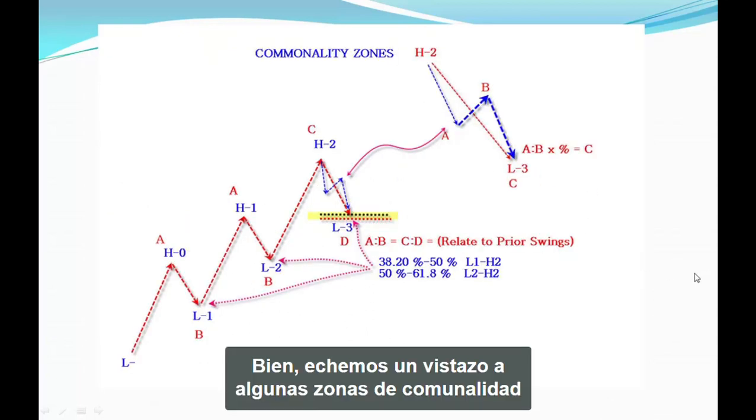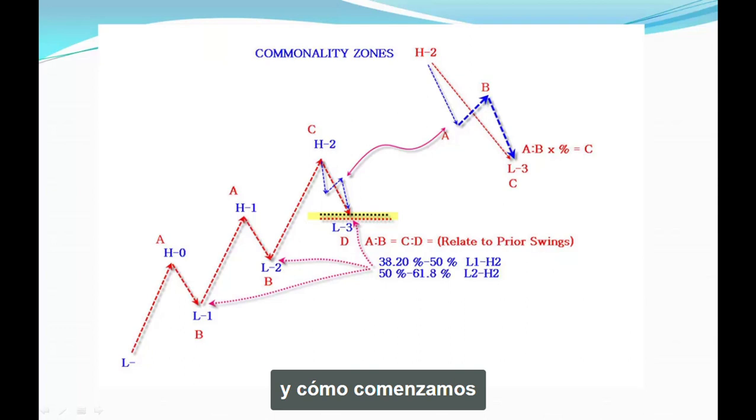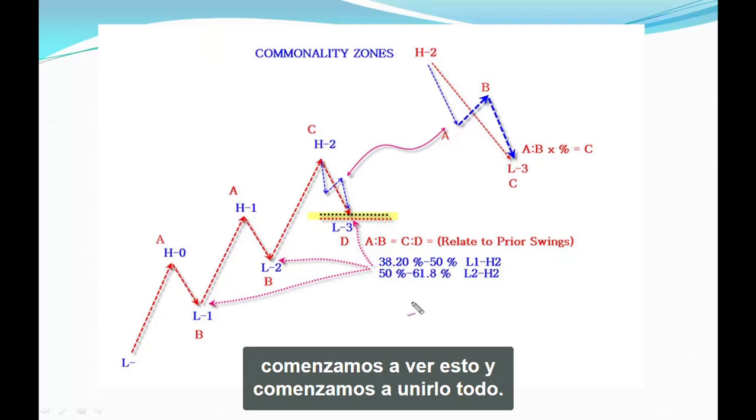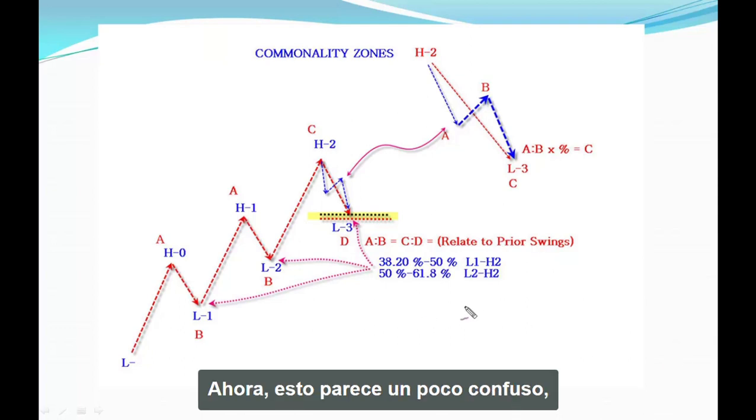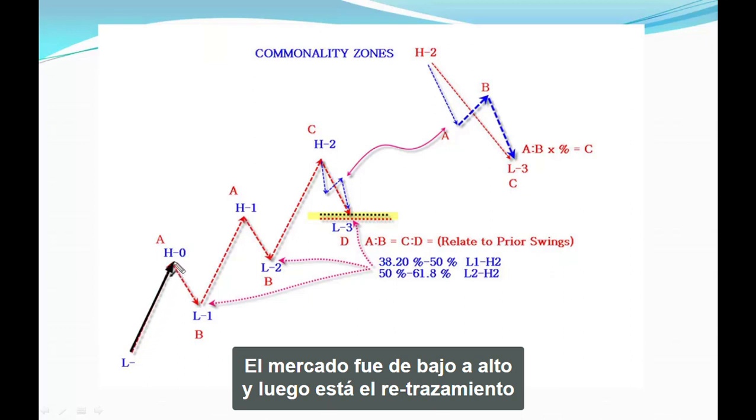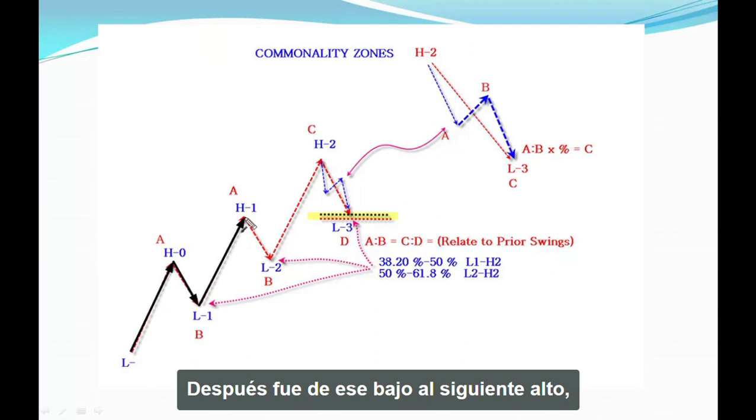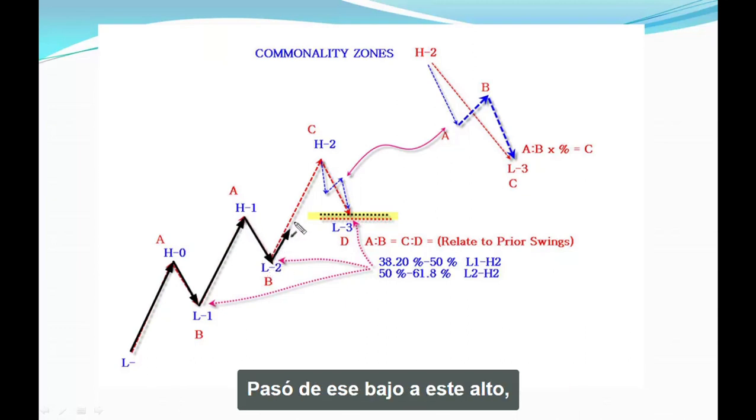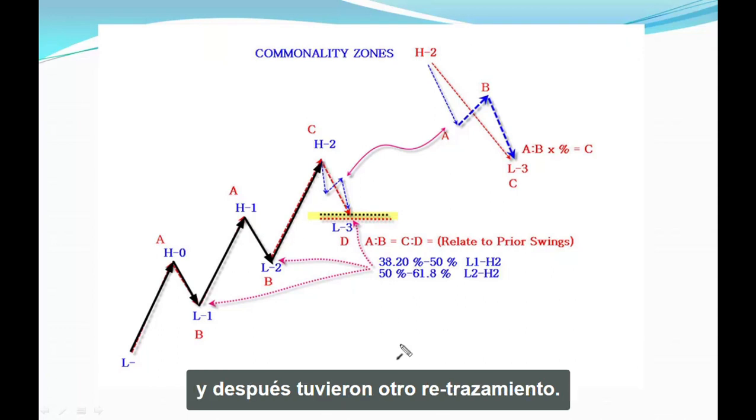All right, so let's look at some commonality zones and how we start to look at this and tie it all together. Now this looks a little bit confusing, and I'm sure it is confusing if you don't understand it. That's why we're going to break it down piece by piece. So the market, let me draw this out with my arrow. The market went from low to high, and then you had a retracement. Then it went from that low to the next high, and then you had a retracement. It went from that low to that high, and then you had another retracement.